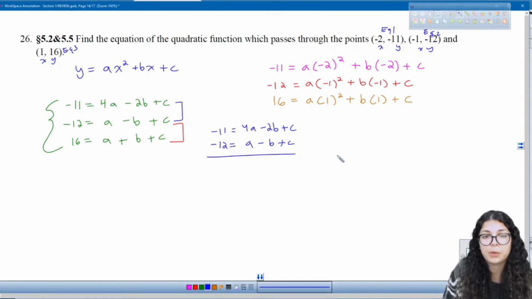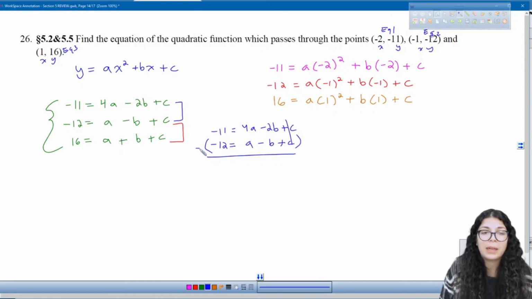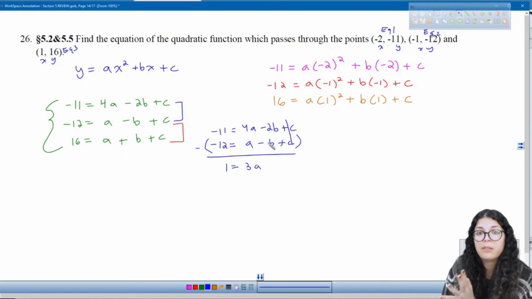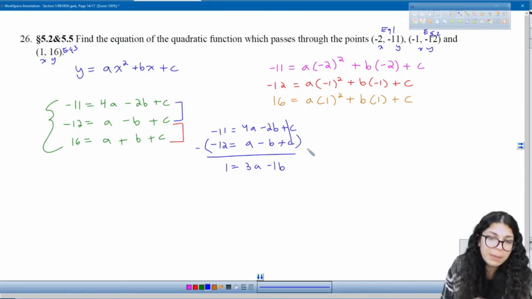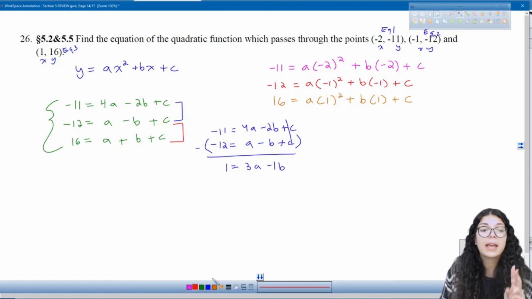So that's the first two groups. Subtract these two together to cancel out C. C minus C would cancel. Negative 11 minus a negative 12: negative 11 plus 12 is 1. 4A minus A is 3A. Negative 2B minus negative B, minus a negative is really a plus, so negative 2B plus B is negative 1B. C minus C cancels.